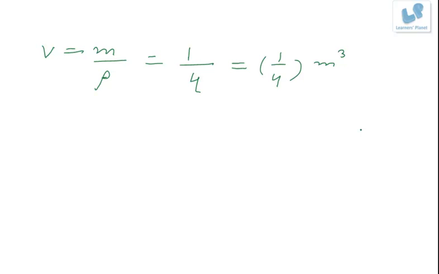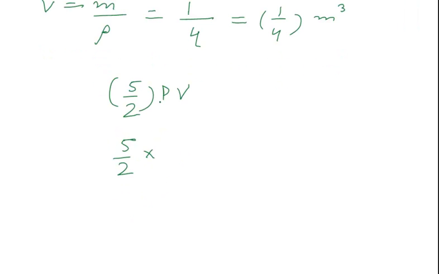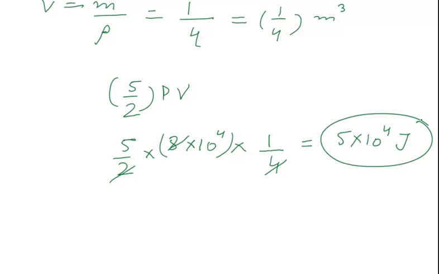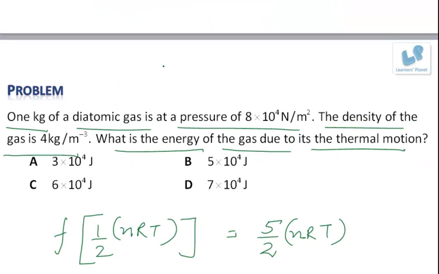Now we have to find out the thermal energy of the gas, which will be 5 by 2 times PV, that is 5 by 2 into P, which is 8 into 10 to the power 4, and V is 1 by 4. So this will cancel out and we will have 5 into 10 to the power 4 joules as the thermal energy of the gas. So option B is correct.